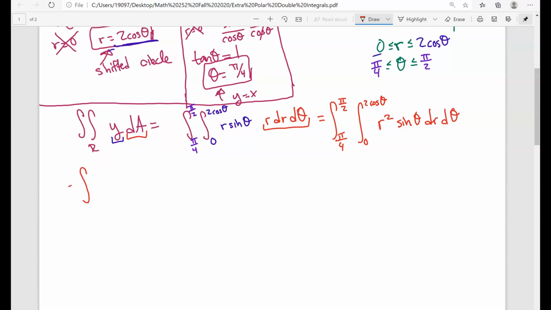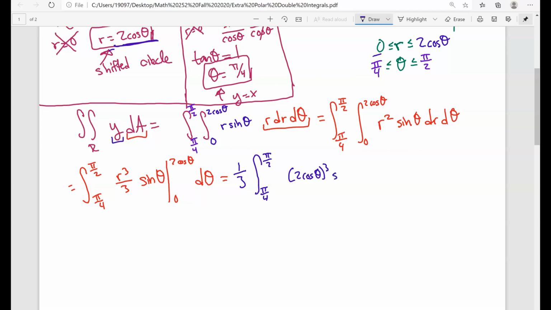So we're going to have the integral from pi over 4 to pi over 2 of r cubed over 3 sine theta, between 0 and 2 cosine theta, d theta. Now let me pull out that 1/3, because that 1/3 is not going to really do anything. And we've got the integral from pi over 4 to pi over 2. Then I'm going to use the fundamental theorem of calculus. Plug in the first one, and you're going to get 2 cosine theta, whole quantity cubed, sine theta, minus 0, because when I plug in 0 it will just give me 0. So then you just have d theta.